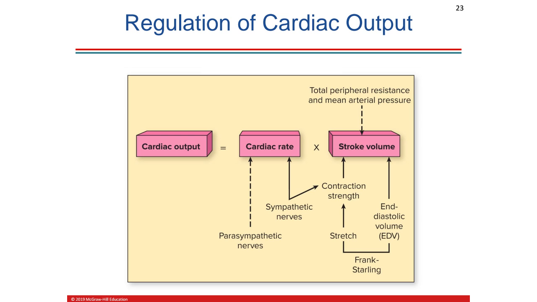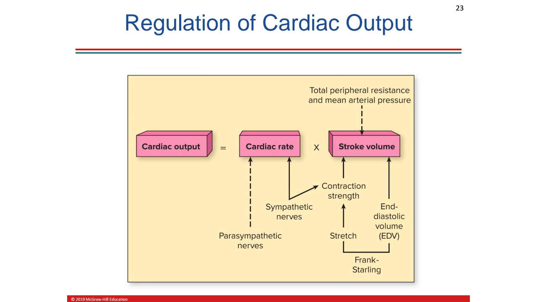Finally, there's also the effect of the afterload on stroke volume. The afterload can be thought of in different ways. One way of looking at it is to look at the total peripheral resistance. So this is the resistance to flow of blood. The higher the total peripheral resistance, the lower the stroke volume. Now, very closely related to total peripheral resistance is the mean arterial pressure. The higher the total peripheral resistance, generally, with all other conditions being equal, you'll then have a higher mean arterial pressure.